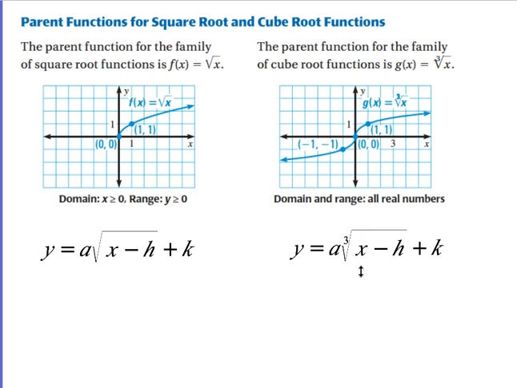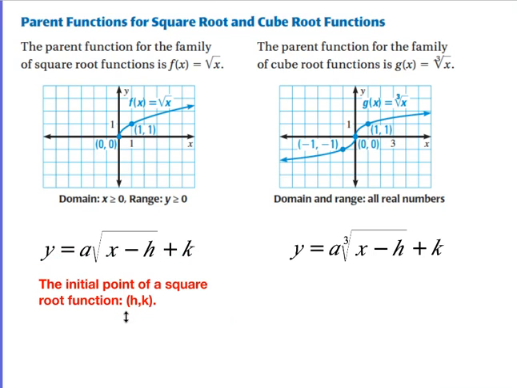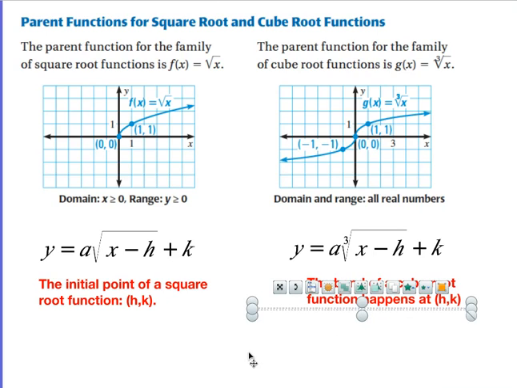Okay, so there isn't much difference in terms of the way the functions look. We have a in both of them. The h is part of the radicand, and the k is outside of the radicand. Okay, the h comma k is the initial point of the square root function, while the h comma k is the bend of our function.